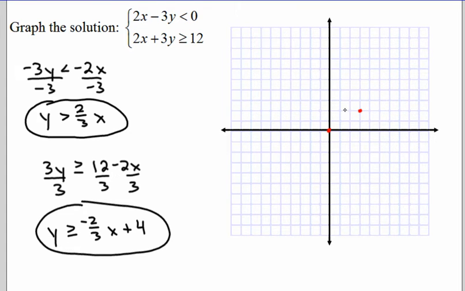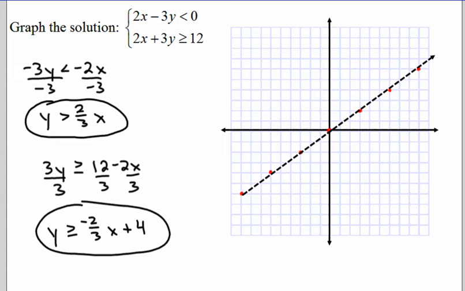Up 2 and over 1, 2, 3. Up 2 and to the right 1, 2, 3. I could go down 2 and to the left 1, 2, 3. Okay, I'm going to connect those lines with a broken line or dashed line because there's no equal sign in the inequality.